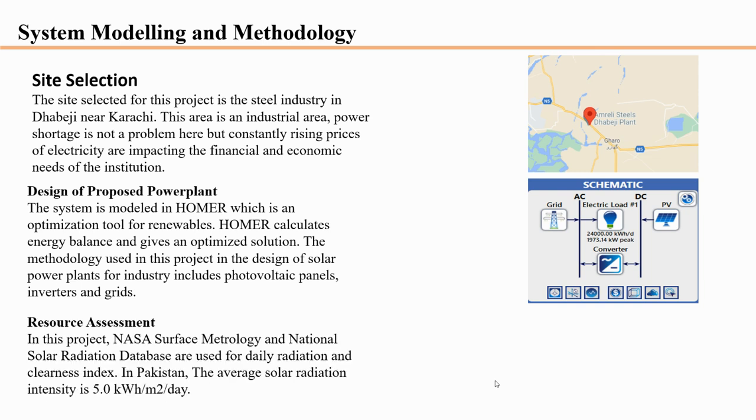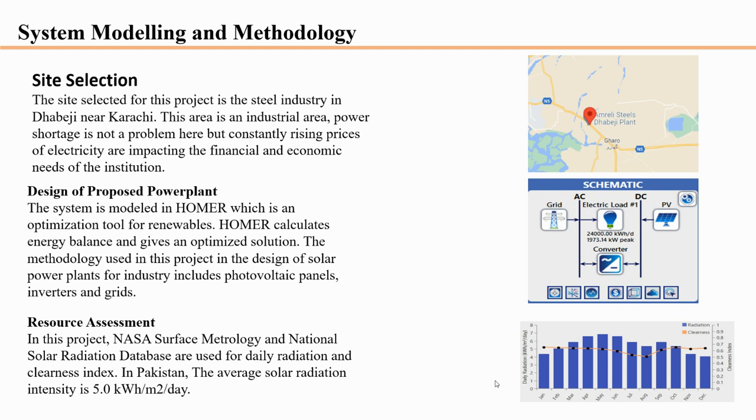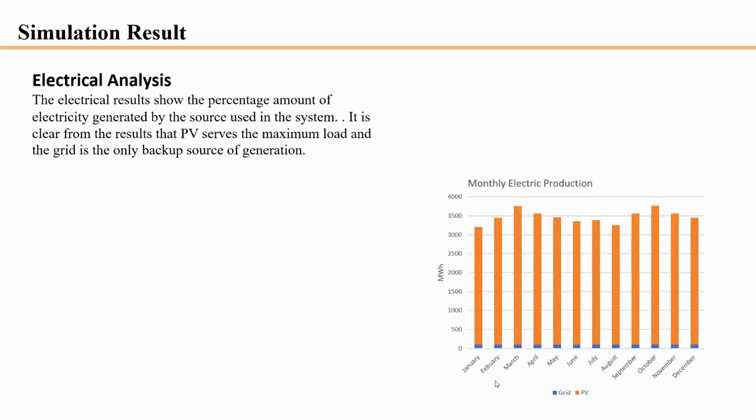In this project, the NASA Surface Meteorology and National Solar Radiation databases are used for daily radiation and clearness index. In Pakistan, the average solar radiation intensity is 5 kilowatt hours per square meter per day. The figure shows the radiation index along the whole year. As we know, May and June are the peak summer months, so the radiation index is high in these months.